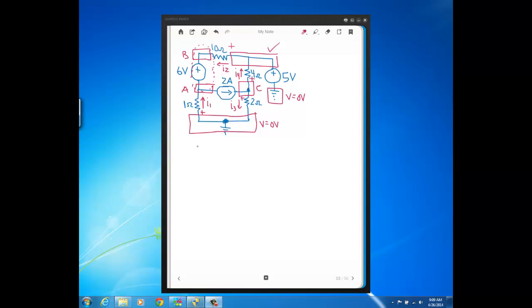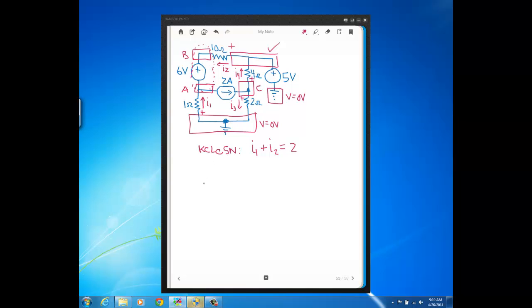So let's start with the KCL at the supernode. Looking right here, we've got I1 flowing in, and we have I2 flowing into the supernode. That's up here. And then that's going to equal the 2 amps that's flowing out of the supernode. So we account for all the currents in and out of the supernode.